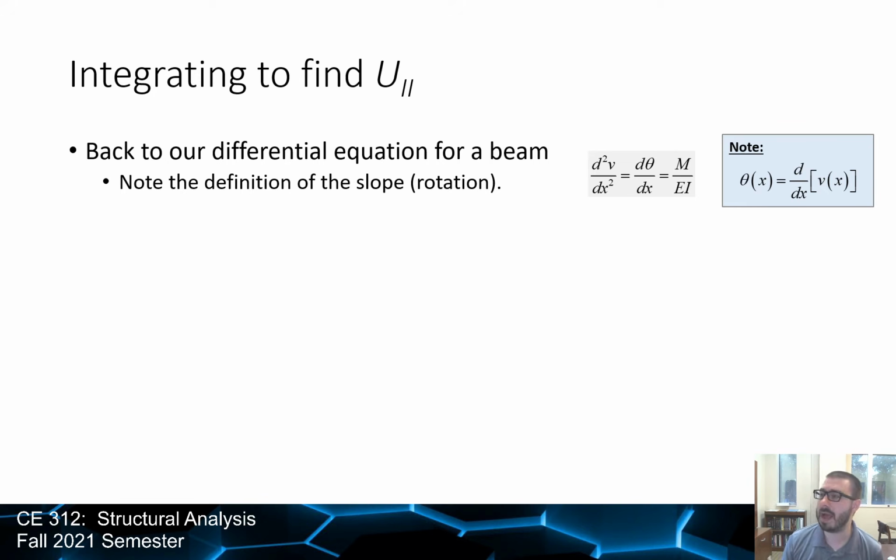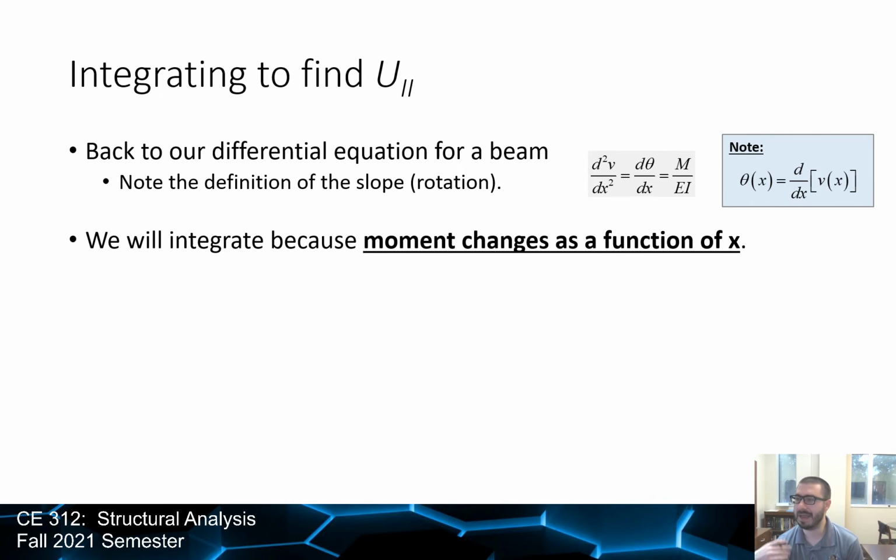So if we go back to the differential equations, the second derivative of deflection is M over EI. And I'm introducing something right here: the slope or the rotation is just the derivative of the deflection, right? That makes sense. If I have a function for the deflection, the slope is just the first derivative. So the second derivative of deflection is the first derivative of slope. What we're going to do is integrate this, because the moment changes as a function of x. And this is really, really important.